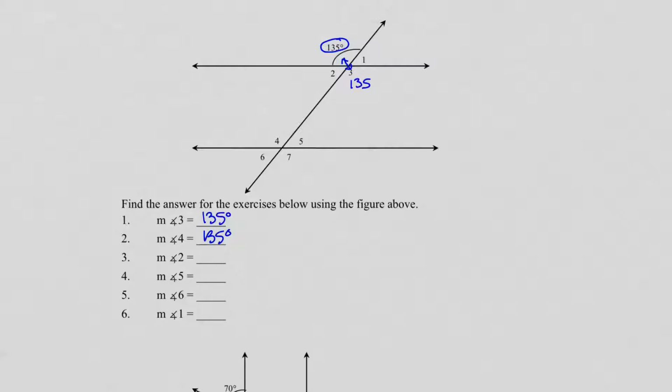Okay, the measure of angle 2. Well, the measure of angle 2 is supplementary right here. This is a straight angle. Or you can look at it this way. It doesn't really matter. Either way, it's 180 minus 135 to give us 45 degrees.